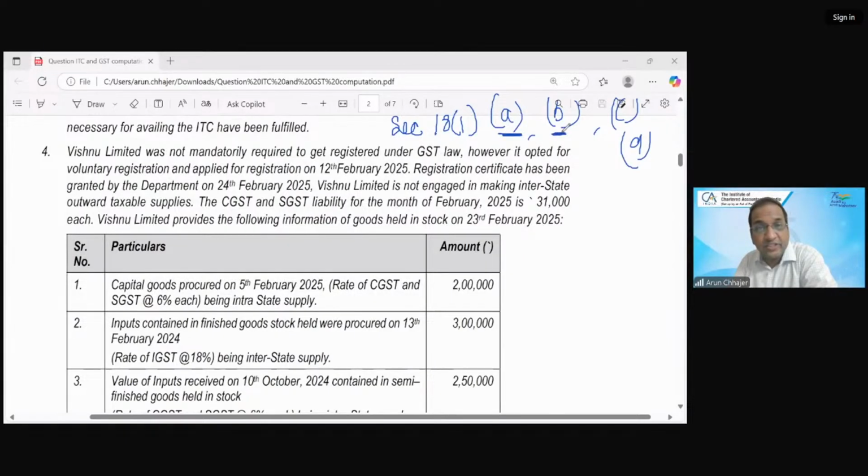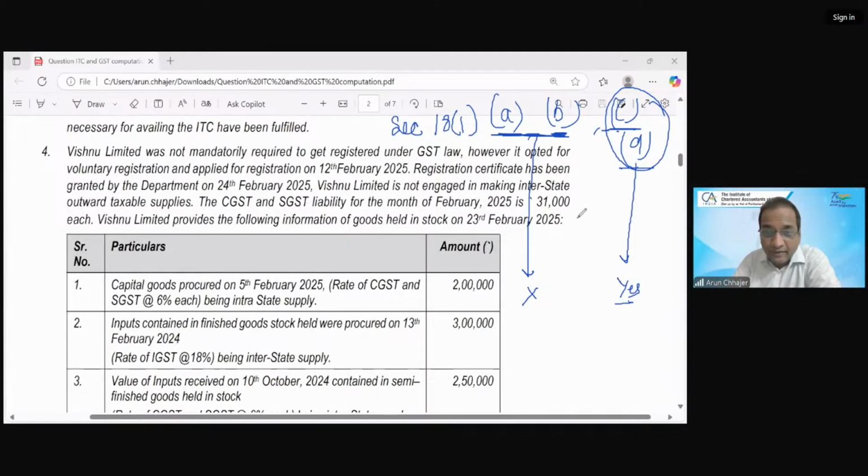Mandatory registration, voluntary registration, composition to regular or exempt become taxable. In this case, no ITC on capital goods. In the balance 2 cases, ITC is available on the capital goods if it is lying in the stock. You got my point?